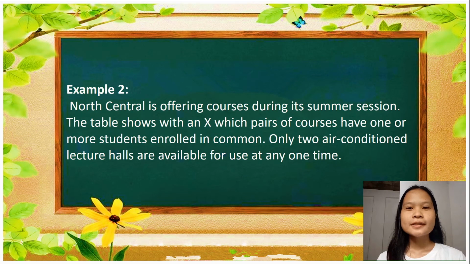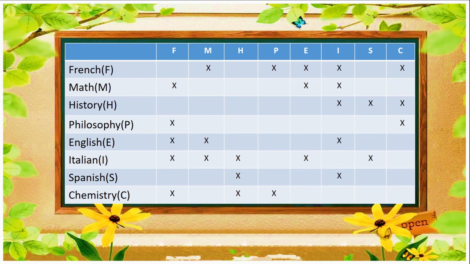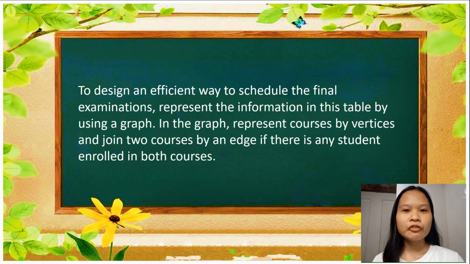Example 2. North Central is offering 8 courses during its summer session. The table shows with an X which pair of courses have one or more students enrolled in common. Only 2 air-conditioned lecture halls are available for use at any one time. To design an efficient way to schedule the final examination, represent the information in this table by using a graph. In the graph, represent courses by vertices and join 2 courses by an edge if there are any students enrolled in both courses.